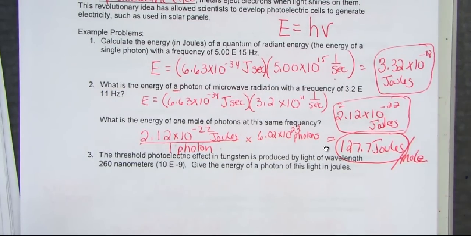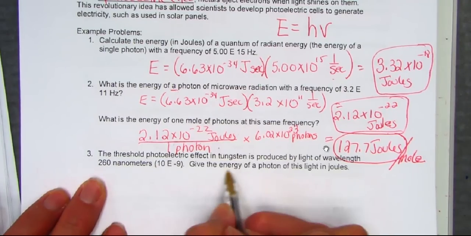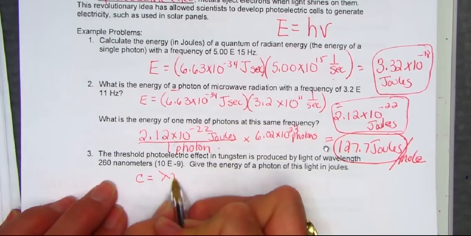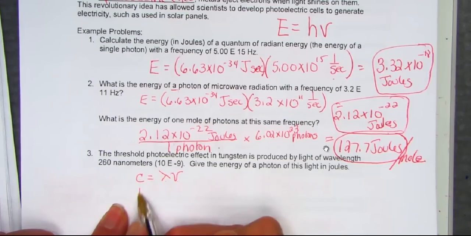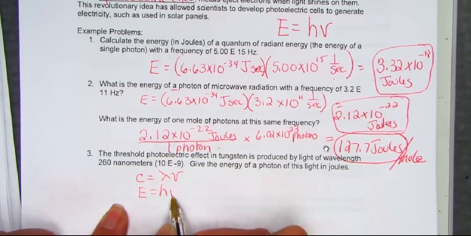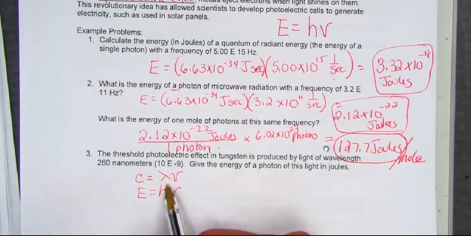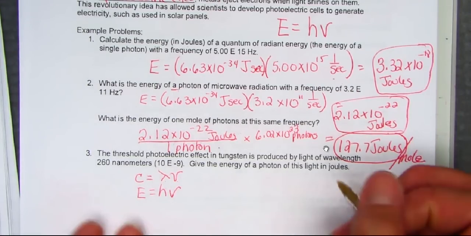Let's read one more. The threshold photoelectric effect in tungsten is produced by light of a wavelength of 260 nanometers. Give the energy of the photon. This looks like a double problem. We're going to have to change our wavelength into frequency and then sub in using Planck's constant to find energy. So given a wavelength, we have to manipulate that to find frequency, to plug in to find energy.